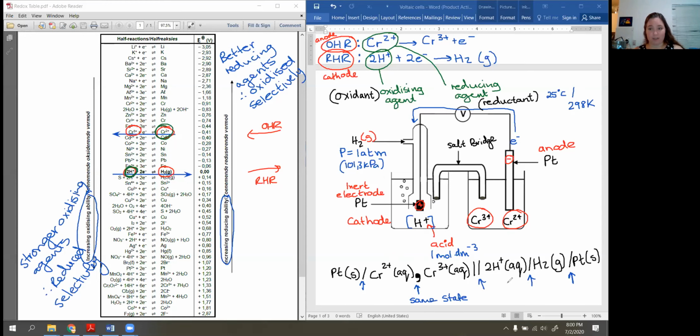All right, ladies and gentlemen, I know we're about to go a little bit over time, but I'd rather give you the opportunity very quickly to work out the E theta cell. Remember, it's E theta cathode minus E theta anode. So I'm going to pause one last time, give you a chance to do it, and then we're going to go over it in just a second.